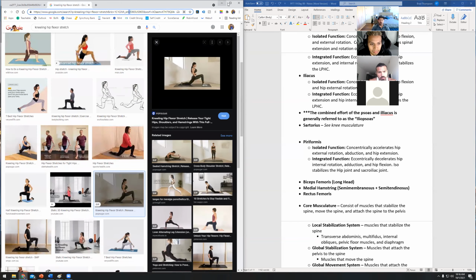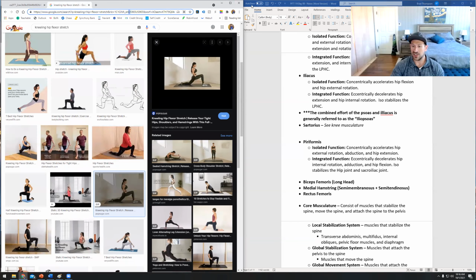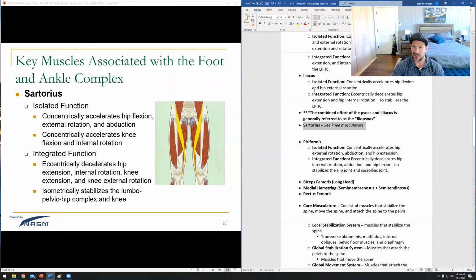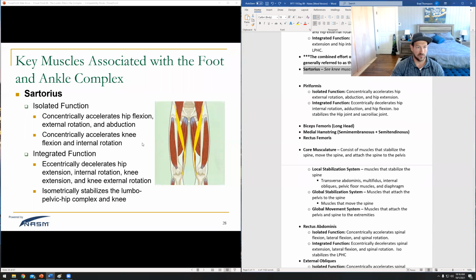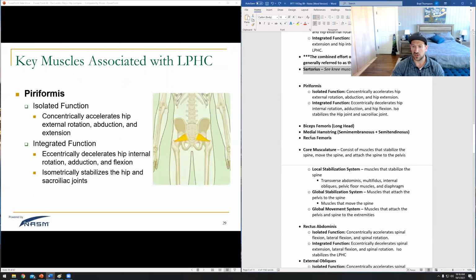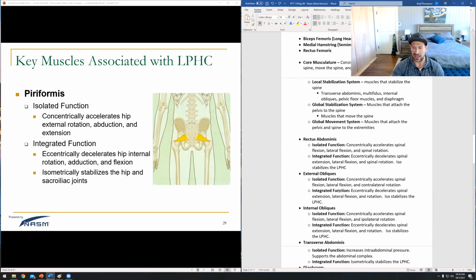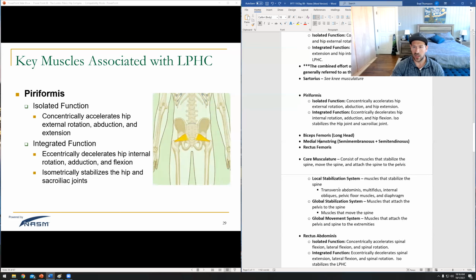So we're starting to see some double ups, right? We saw the sartorius again. We saw the gracilis again. We're starting to see our hamstring muscles show up again. Our rectus femoris is going to show up again. And then we're going to get into the actual ab stuff here in just a second.